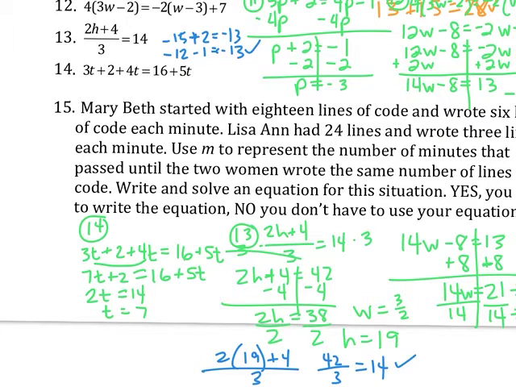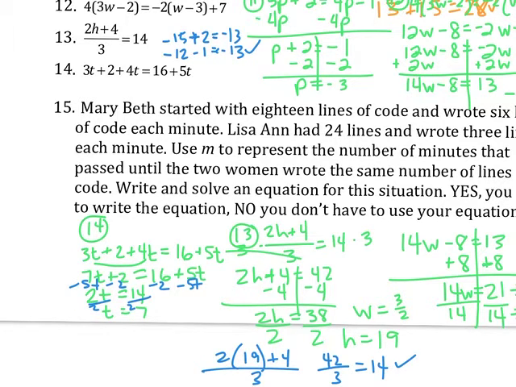Now what do you think I did to get from 7t plus 2 equals 16 plus 5t to 2t equals 14? Well, I subtracted 5t from each side, and that's where we got the 2t, and then I subtracted 2 from each side. And both of those steps lead to 2t equals 14. And then to get from there to t equals 7, I divided by 2.